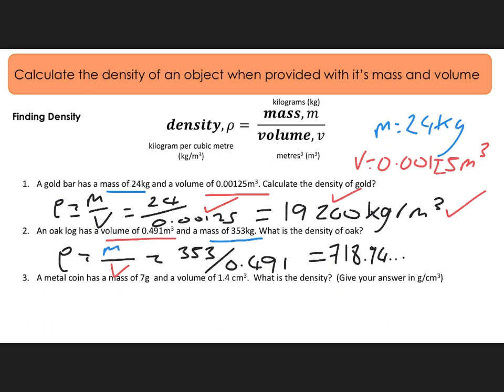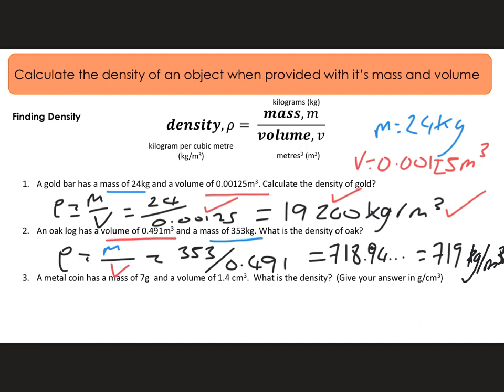Now, to get the right answer here, I need to round up. Because I've got 718.9, I'm going to round up to 719, and that will give me my answer to 3 significant figures, which is what I've got here in the question. You can see 0.491 is to 3 significant figures, and 353 is also to 3 significant figures. So 719 is my answer. I'm going to then give the units, which are kilograms per metre cubed.